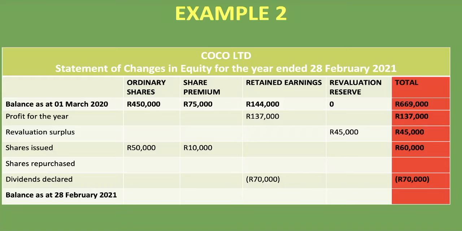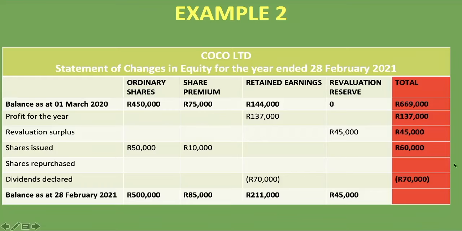Now just to put the total for all our columns, the first one is ordinary shares, which is the 450,000 plus 50,000 gives us 500,000 rand. The share premium is the 75,000 plus the 10,000, and it gives us an amount of 85,000 rand. And the retained earnings, you take the 144,000 rand plus 137,000 rand minus the 70,000 rand, and it gives us an amount of 211,000 rand. And our revaluation reserve is the 45,000 rand, which materialized during the period. And then we will have our total, or the total amount of the equity of the business.